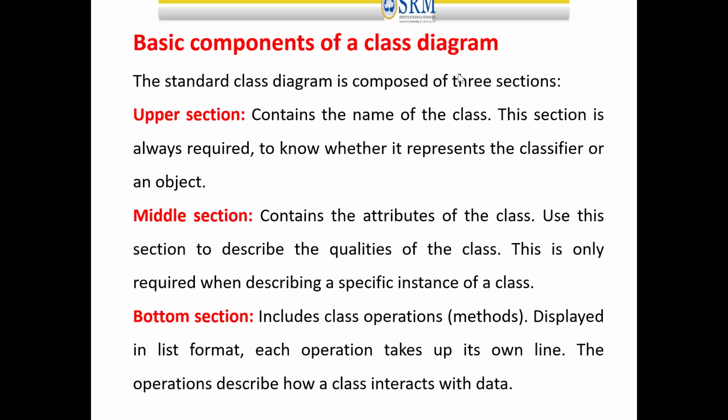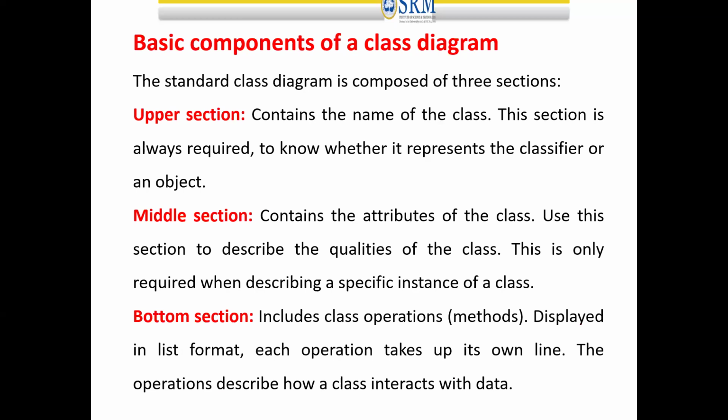So, basic components of a class diagram. The standard class diagram is composed of three sections: upper section, middle section, and bottom section. The upper section contains the name of the class. This section is always required to know whether this represents a classifier or an object. The middle section contains the attributes and the bottom section contains the operations. Operation means method here.